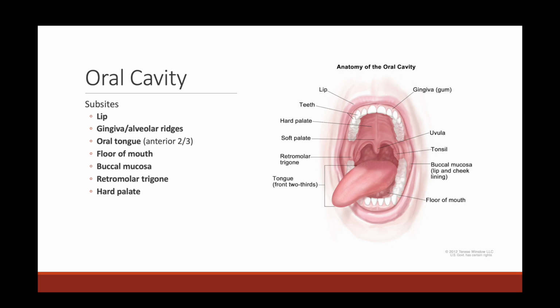So if you take your tongue and feel around the inside of your mouth, the oral cavity is basically everything that your tongue can touch. So your lip, your gingiva, also called alveolar ridges, the oral tongue, the floor of the mouth, the buccal mucosa, the retromolar trigone, and then the hard palate. So remember, oral cavity has 7 subsites.